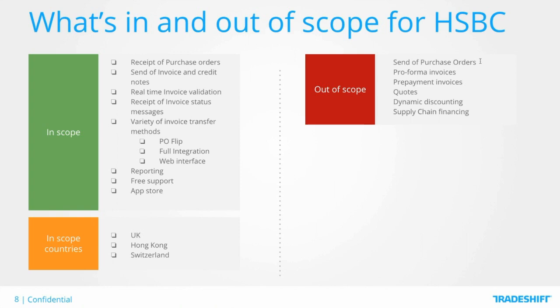However, HSBC will not accept purchase orders from you, nor will they accept pro forma invoices, prepayment invoices, and quotes on the Tradeshift platform. Also, dynamic discounting and supply chain financing are also not currently available via the Tradeshift platform, although this may change in the future.